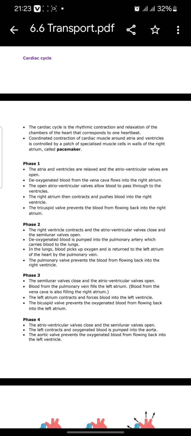Right? So the first phase is when the atria and the ventricles are relaxed and the atrioventricular valves are open, so that deoxygenated blood from the vena cava flows into the right atrium, right? And then in the second phase, the right ventricle contracts to push blood through the pulmonary artery, isn't it? Then in the third phase, the semilunar valves close and the atrioventricular valves open. Atrioventricular, so it means blood has to flow from the atria into the ventricles, right?